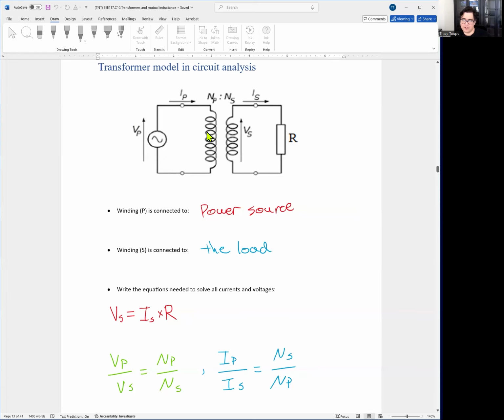But we're also going to need to know what jumps across the transformer. You have this NP over NS, so we have these voltage ratios. Primary voltage over secondary voltage is equal to NP over NS. It's a direct ratio. And for current, primary current over secondary current is the opposite of the ratio, so the secondary turns ratio is on top and the primary is on the bottom. The way I like to think about it is remember the voltage one because it's direct: primary to primary, secondary to secondary. That's the easiest one to remember. And for the current one, you just have to flip it. It's the inverse version of it. It's the opposite. Okay.